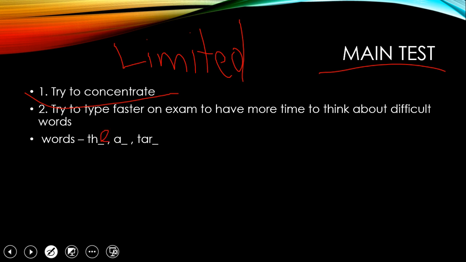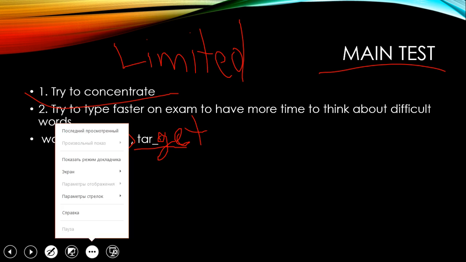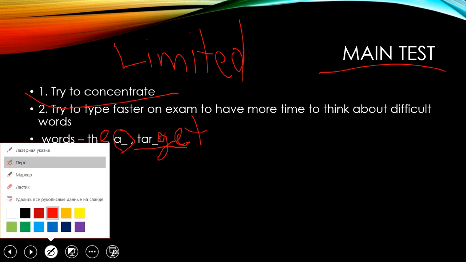Here you need to type "e", and maybe "an" or "and". But there will be difficult words. If you type faster, you will have more time to think about difficult words. For example, it can be "target". You will have more time to think about them.